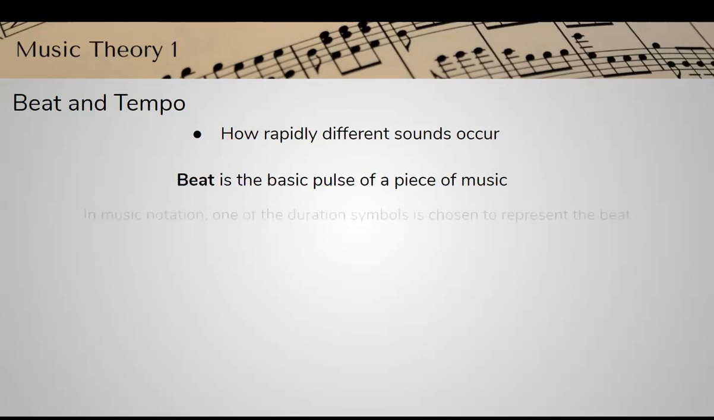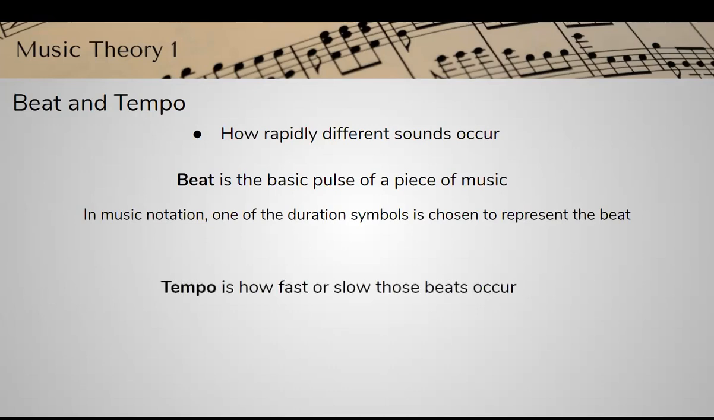That's the beat. And in music notation, we pick one of those duration symbols and we use that to represent the beat. So you might have a piece of music that uses the quarter note as the beat. And then you'll know that the part that you need to feel, right, that you're moving to, that is the basic pulse, is represented by a quarter note. We'll talk way more about that later.